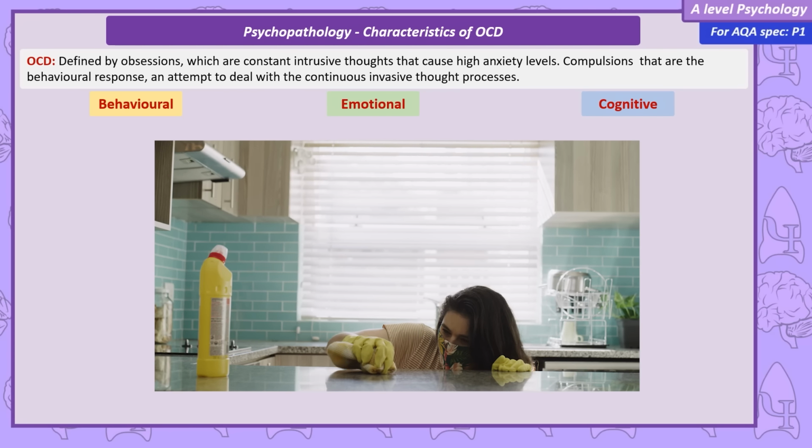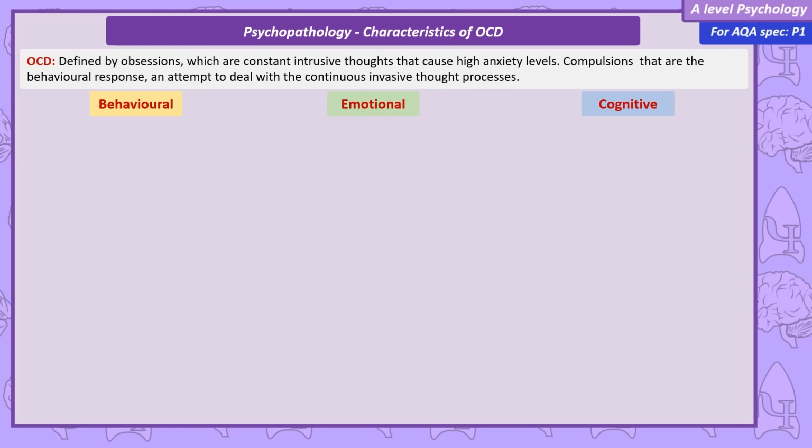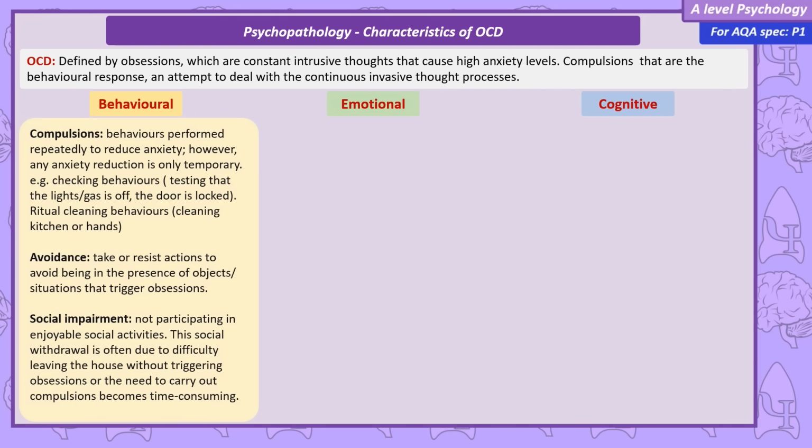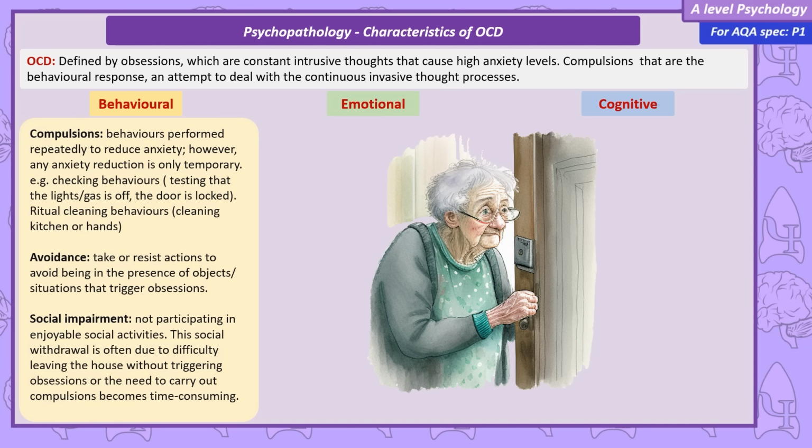But of course, we need to break down these characteristics into a little more detail and give some more behavioural, emotional, and cognitive characteristics. Compulsions are behavioural characteristics. Often compulsions are checking behaviours. This could be testing that the lights or the gas is definitely off, or checking again that the door is properly locked this time. Other common compulsions are ritual cleaning behaviours, which might be cleaning the kitchen down again and again, or possibly cleaning your hands to an extreme amount, up to the point where the hands become sore. These behaviours are performed repeatedly in an attempt to reduce anxiety. However, any anxiety reduction is only temporary.